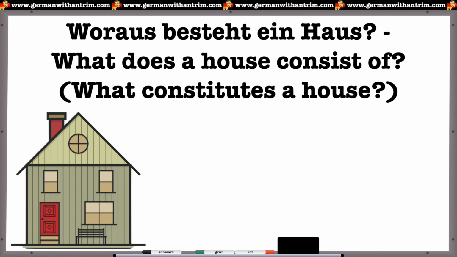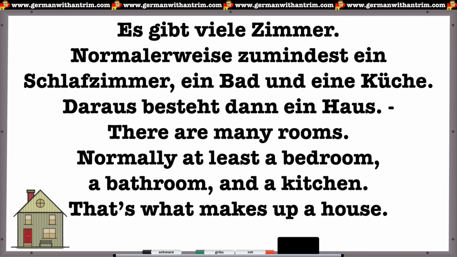Woraus besteht ein Haus? What does a house consist of? What constitutes a house? Es gibt viele Zimmer. Normalerweise zumindest ein Schlafzimmer, ein Bad und eine Küche. Daraus besteht dann ein Haus. There are many rooms. Normally, at least a bedroom, a bathroom, and a kitchen. That's what makes up a house.